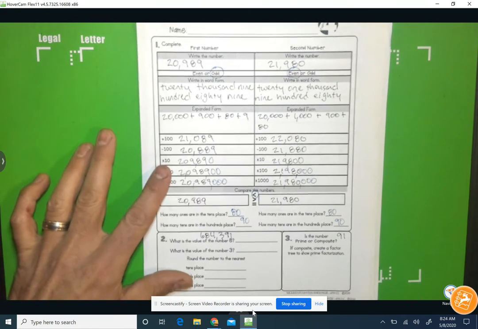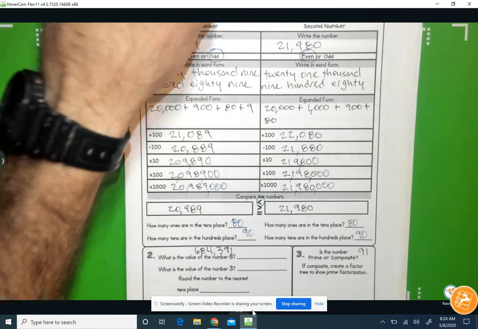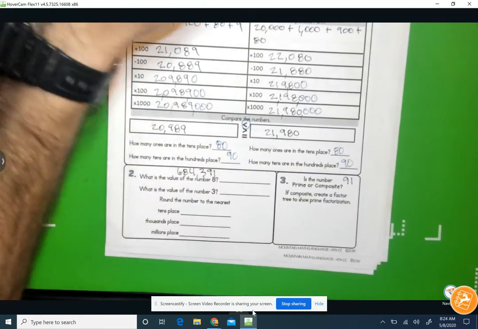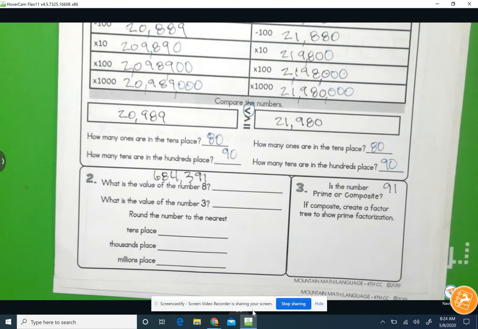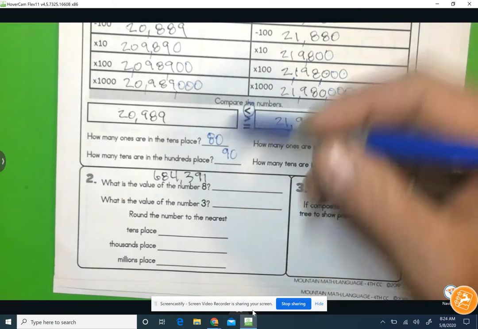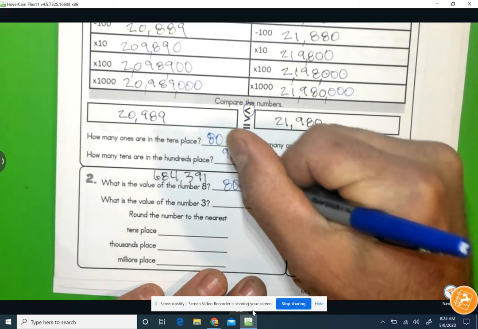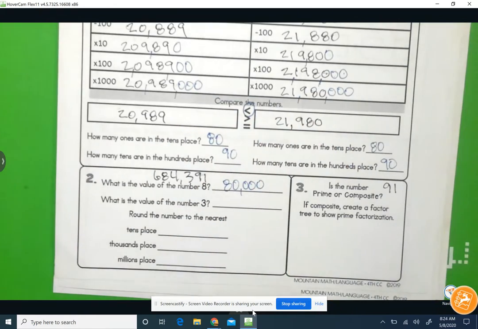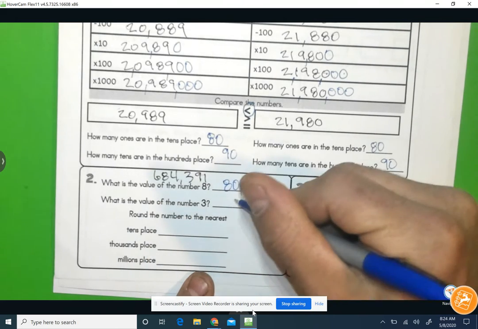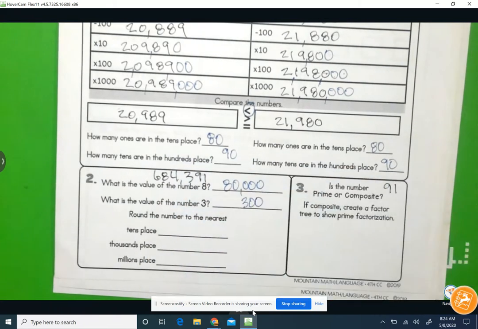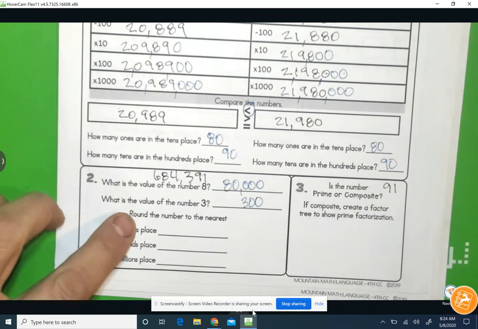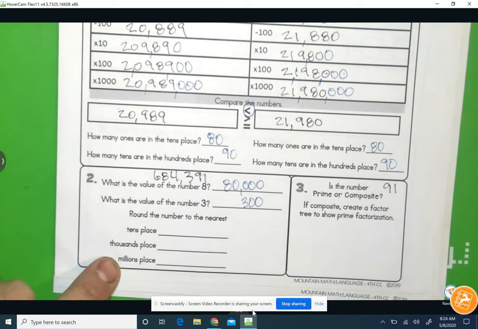All right, what's the value of the number 8 in number 2? We are looking at 684,391, and we want to know what the value of the number 8 is, or the digit 8. That 8 is in the 10,000s place. 80,000 is the value. The 3 is in the hundreds place. Its value is 300. All right, let's round these numbers to the tens, to the thousands, and to the millions.